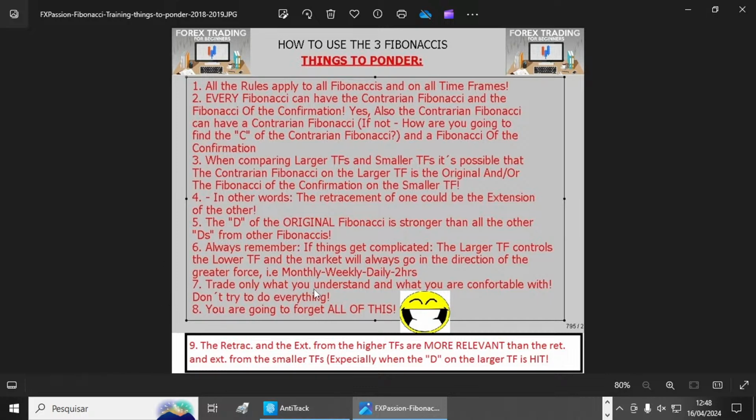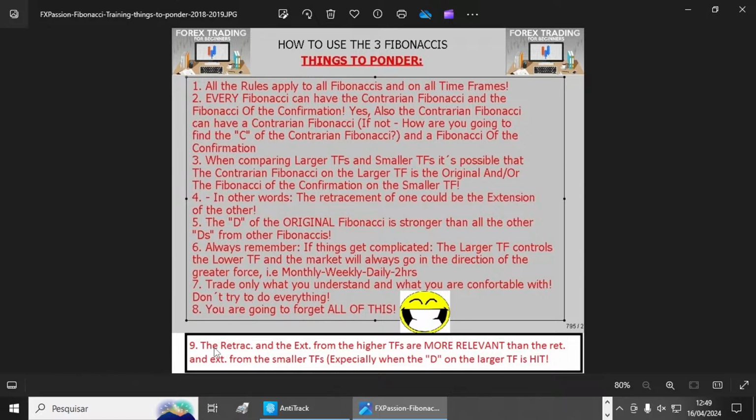Number 7, trade only what you understand and what you're comfortable with. Don't try to do everything. Too many of you want to trade the original and the contrarian and the confirmation. You don't need to do this, start with one. Get used to one and then go to the next one. There is nothing wrong with trading just the original one. And I like number 8, it's the best rule ever. You are going to forget all of this. A lot of information.